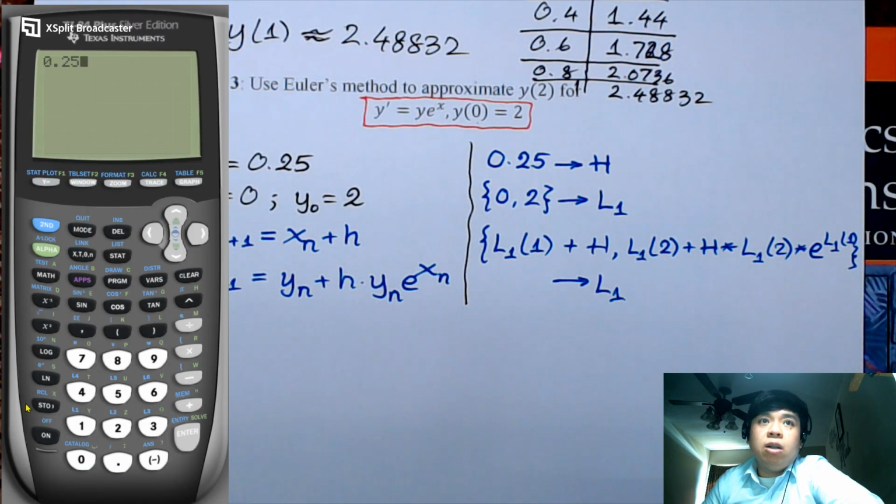0.25 store into h, right? Initial: second parentheses, it has to be second parentheses to get the curly bracket. 0, 2, second parentheses. Store this into L1. Okay, 0 and 2.